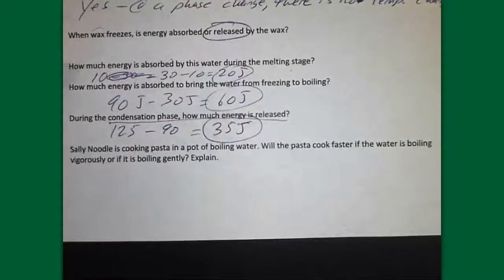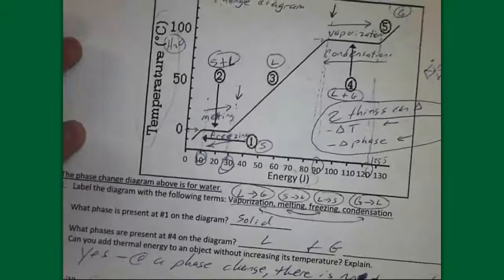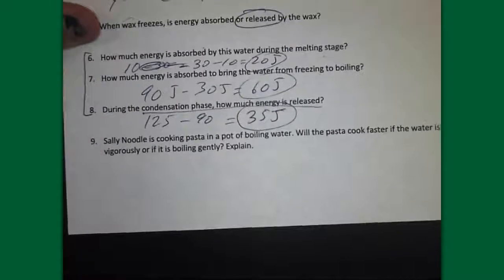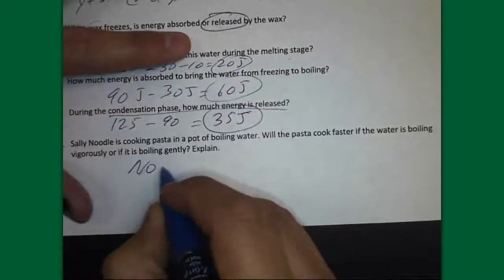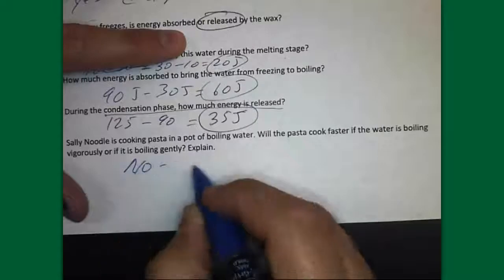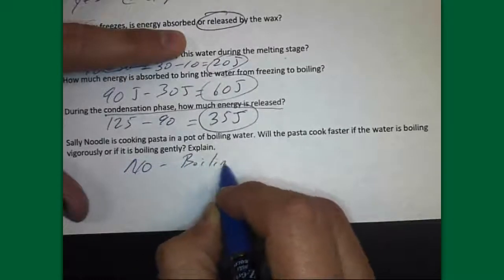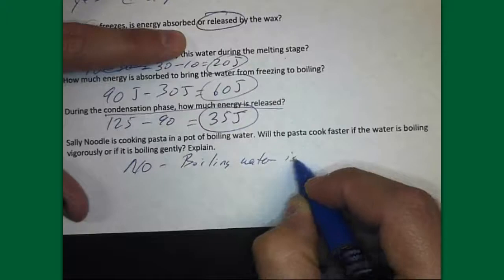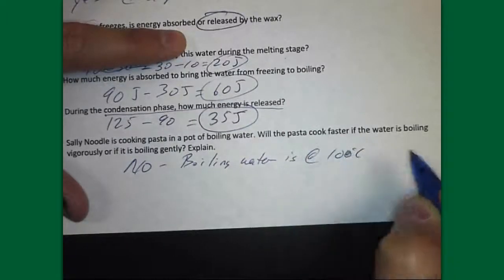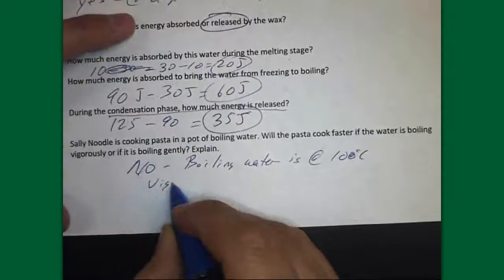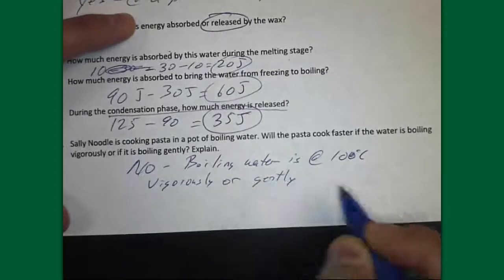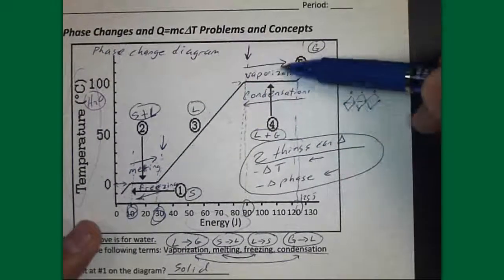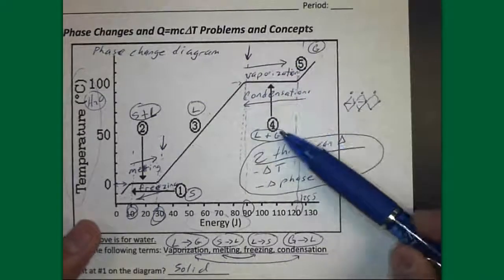Okay. Hopefully, the answer that you could come up with is that it really doesn't matter. So will the pasta cook faster if the water is boiling vigorously? No, it will not. And the reason is this. Boiling water is at 100 degrees Celsius, and it doesn't matter if you're boiling vigorously or gently. If the water is boiling, that means that we're somewhere up here in this vaporization stage, and you have both liquid and gas present.